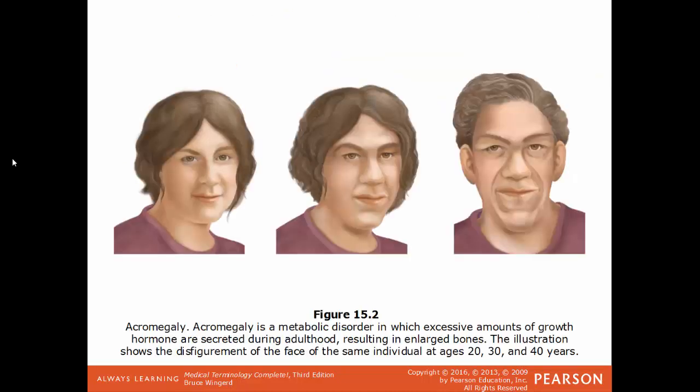All right, in this example, we have an illustration of acromegaly. This is showing the progression over a number of years. And you can see over time that the shape of this person's skull is becoming altered because the bones are becoming enlarged. This is acromegaly. So the jawline becomes much different. The brow becomes much different. The cheeks become much different. The bridge of the nose becomes different.